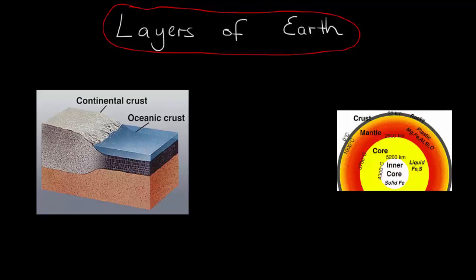In this video I'll talk about the layers of Earth. So basically what we'll be looking at, if we were to cut the Earth in half, are the different parts that make up the Earth. First we have the crust. Beneath the crust we have the mantle. Beneath the mantle we have the core. First the outer core, and then we have the inner core. So those are the different layers.